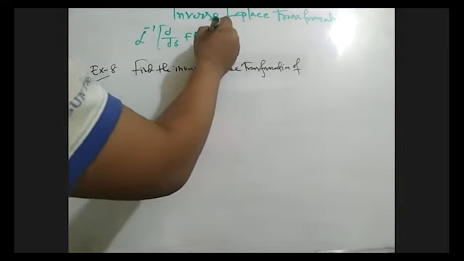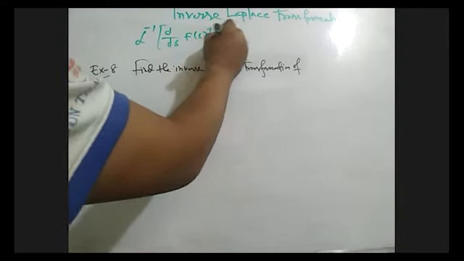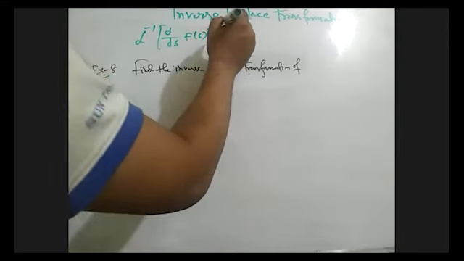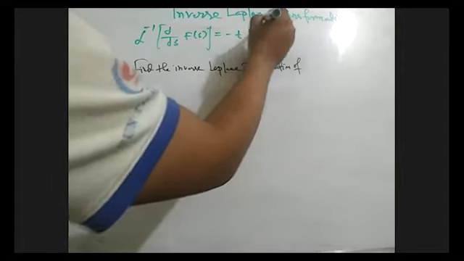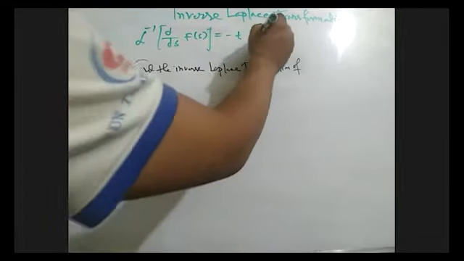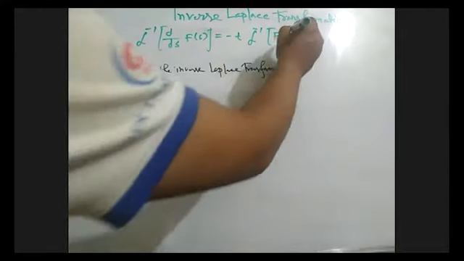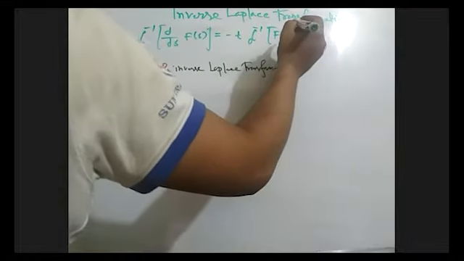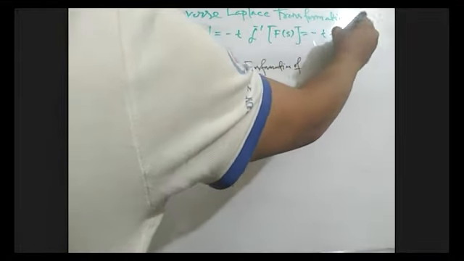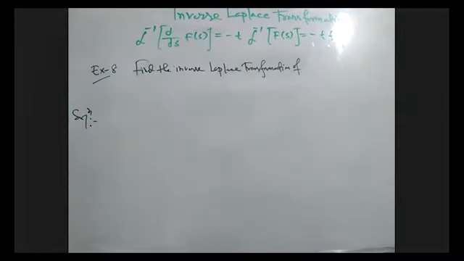The inverse Laplace transformation of d/ds of F(s) equals minus t times the inverse Laplace transformation of F(s), which equals minus t f(t). This is the derivative property of Laplace transformation.